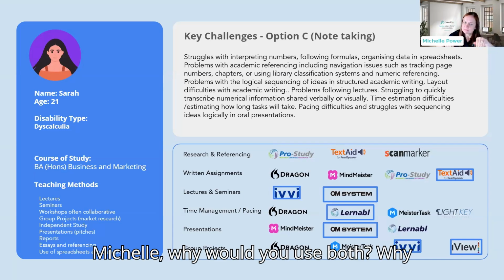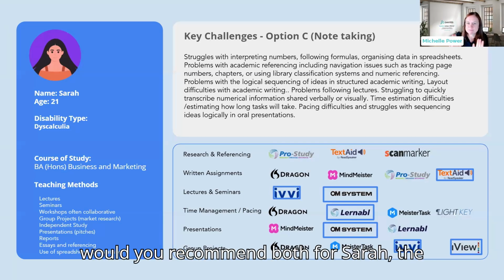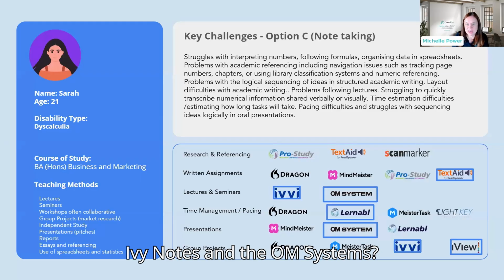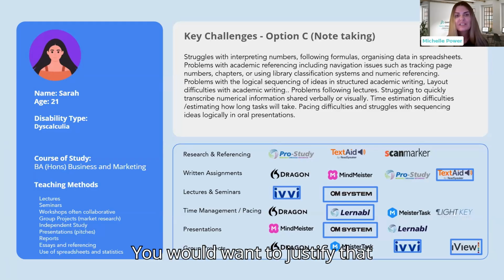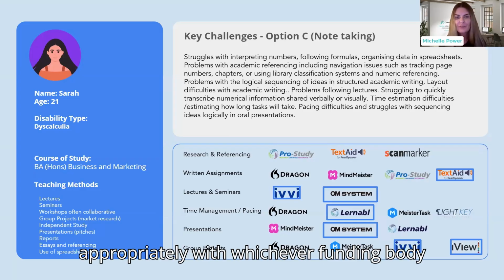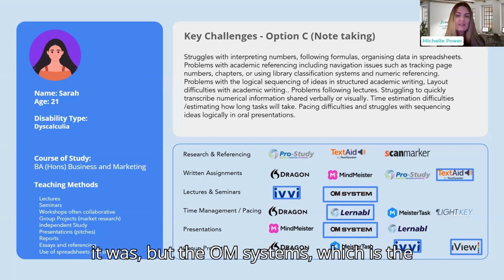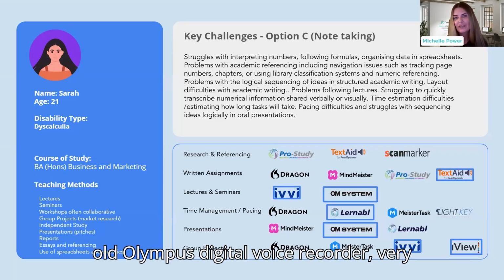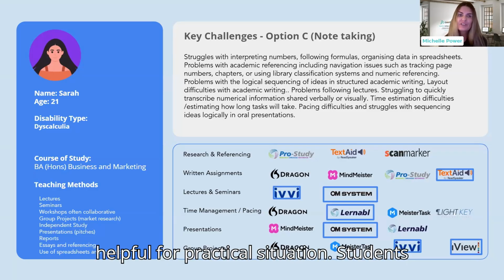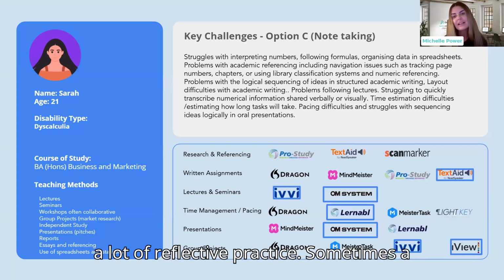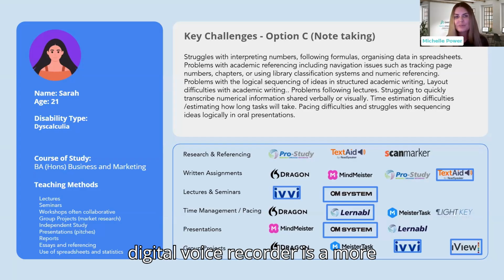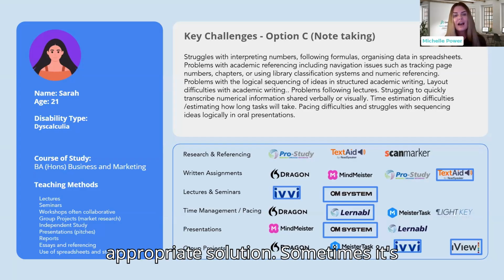Michelle, why would you recommend both for Sarah, the Ivy Notes and the OM System? You would want to justify that appropriately with whichever funding body it was. But the OM System, which is the old Olympus digital voice recorder, is very helpful for practical situations. Students maybe who are doing social care and have a lot of reflective practice. Sometimes a digital voice recorder is a more appropriate solution.